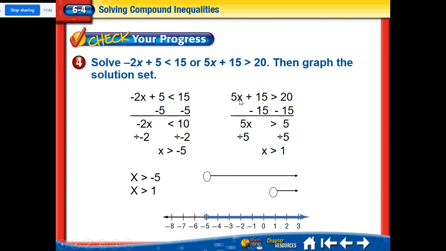And then I go over here and solve this other one. Subtract 15. 5x is greater than 5. Divide by 5. That's positive 5, so I'm not switching my sign, so x is greater than 1. So there's an open circle on 1.